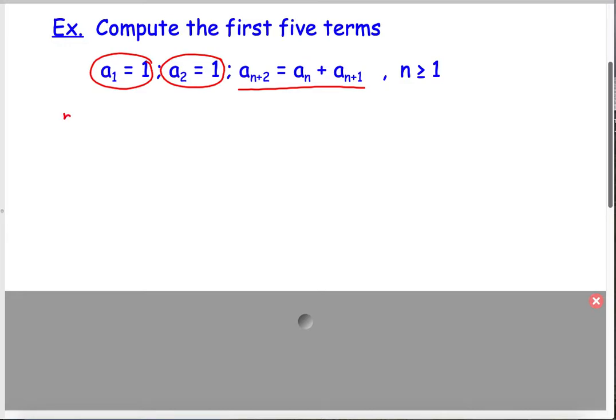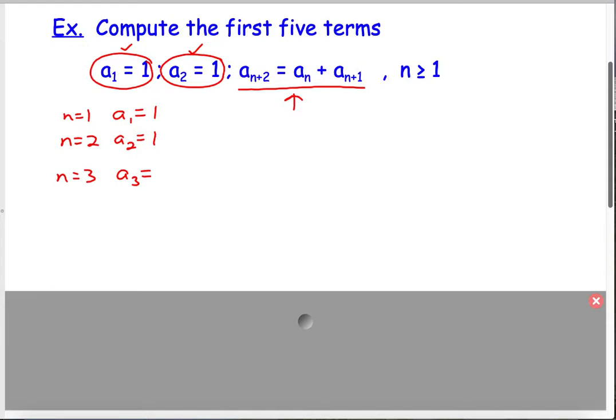So when n is 1, a sub 1 is equal to 1. When n is equal to 2, a sub 2 equals 1. That was defined for us. They gave those to us. Now we're ready to do some computations. When n is 3, a sub 3 is going to equal, now I'm using this definition.